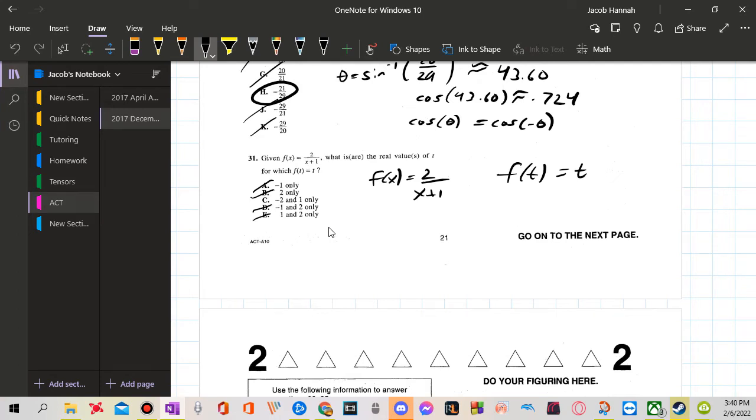And if you put in 1 here, you get 2 over 1 plus 1, which is 2, which is true. And if you put in -2 down here, you get -2 plus 1, which is -1, but it's 2 over -1, so you get -2 back. So the answer is C.